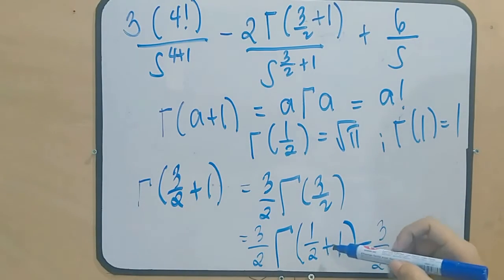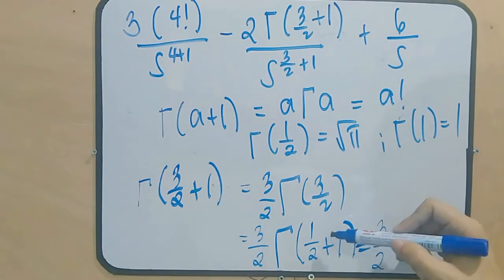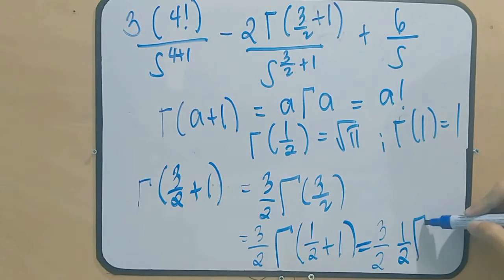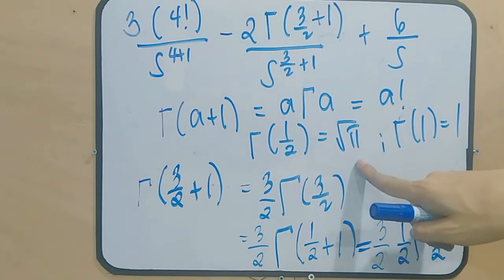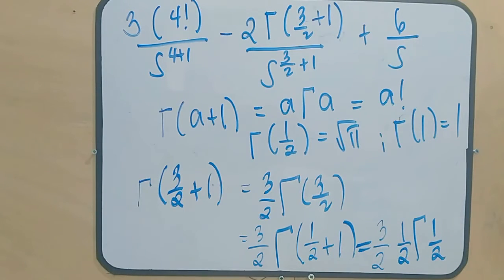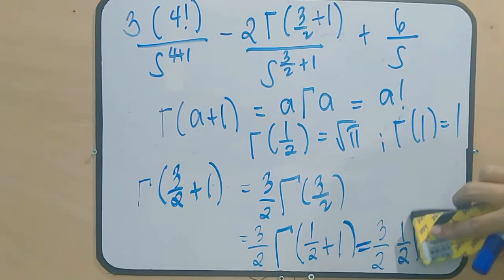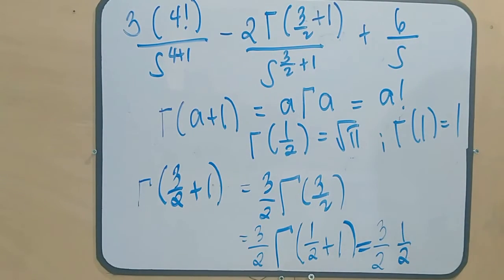Then, ito, going back to the concept, ang A natin here is 1 half. So, this is 1 half times gamma 1 half. But gamma 1 half is square root of pi. So, na-reduce na natin siya. Okay? But this gamma 1 half, guys, is just actually equal to square root of pi. So, papalitan lang natin ito ng square root of pi.